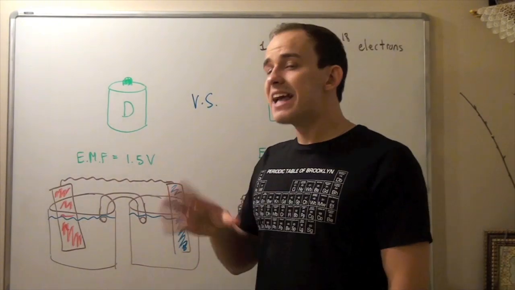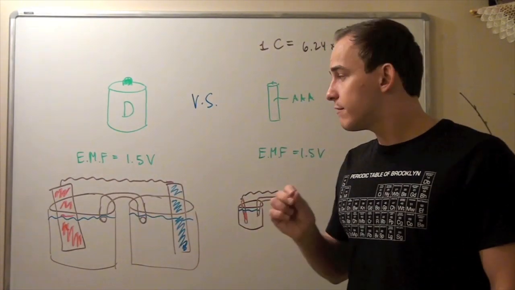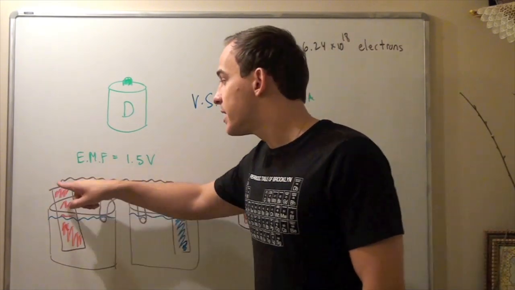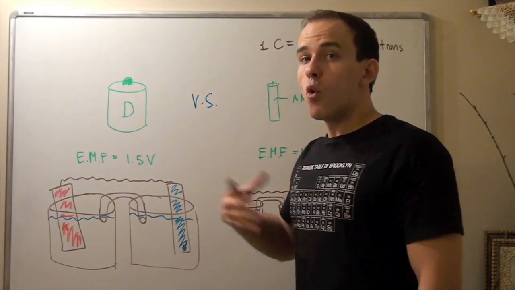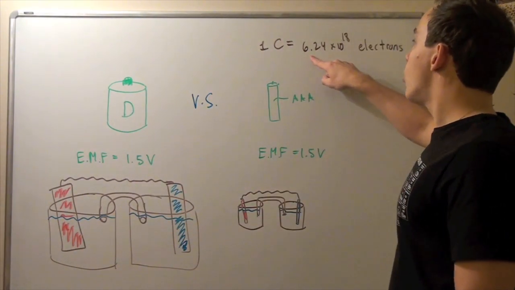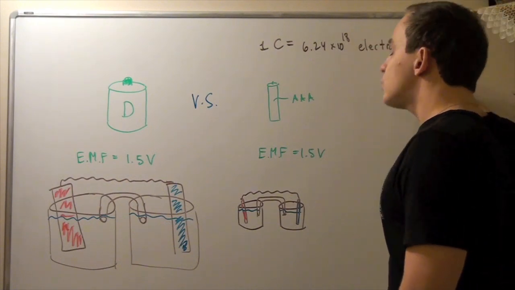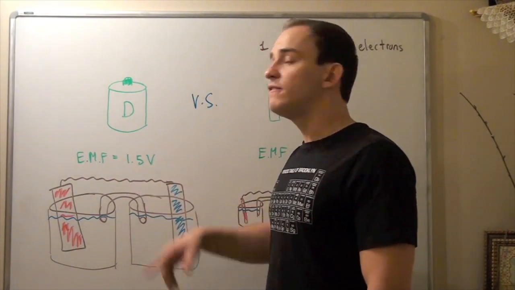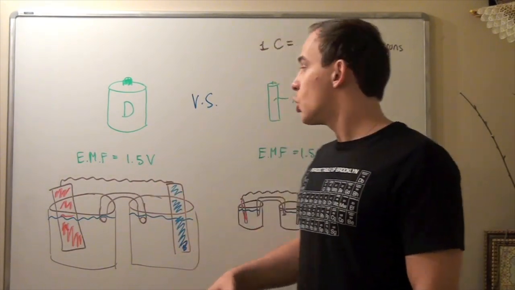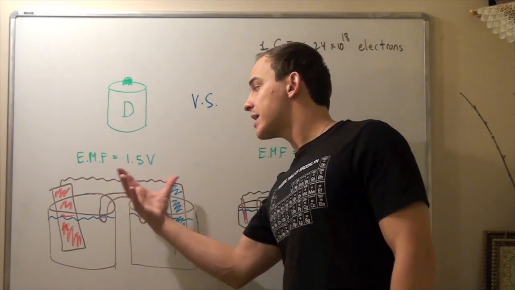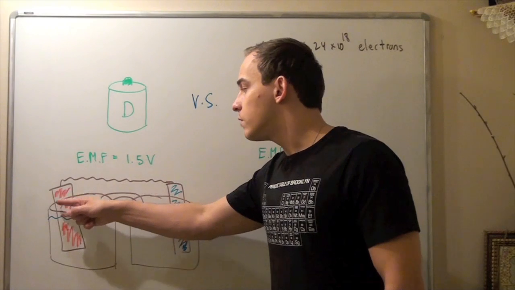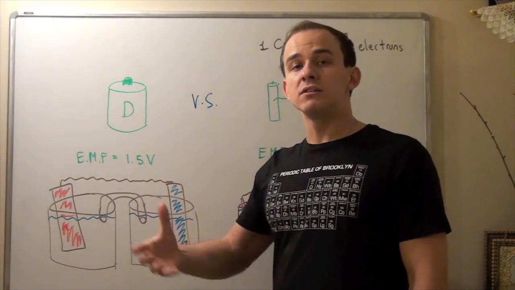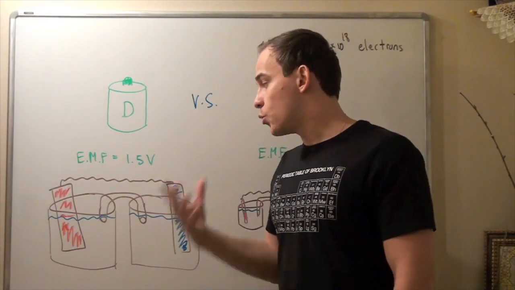Well, let's examine exactly what EMF is. Remember, EMF is the amount of energy produced when 1 coulomb travels from this anode to this cathode. Or, said another way, when 6.24 times 10 to the 18 electrons travel from this point to this point, they produce 1.5 joules of work. So what this means is that in this battery and in this battery, when 1 coulomb of charge travels from the anode to the cathode, both batteries produce the same amount of work. The same energy is released to do work.